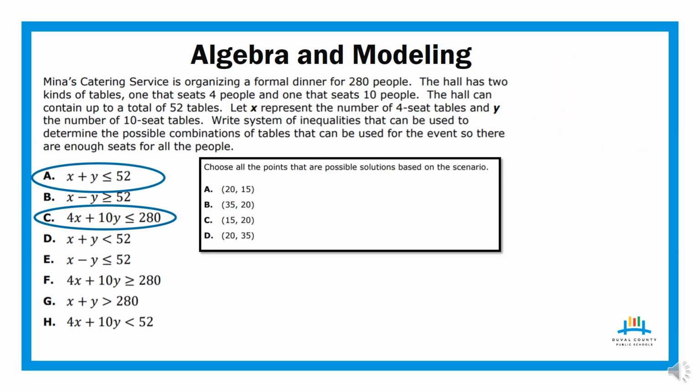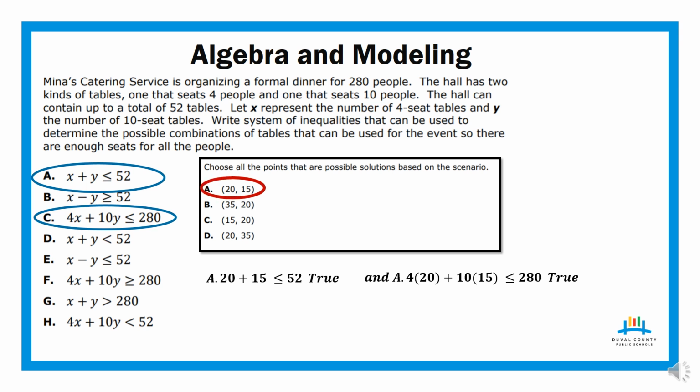For the second part of this question, we need to determine which points are possible solutions to the system that we identified. In other words, which points make the inequalities true at the same time. Testing answer choice A, 20 plus 15, which equals 35, is less than 52, so this point is true for the first inequality, but we have to test the point with the second inequality. Substituting in 20 for X and 15 for Y, we find that 4 times 20 is 80, 10 times 15 is 150. Since 80 plus 150 is 230, which is less than the maximum of 280, this point makes the second inequality true, therefore we can select answer choice A.